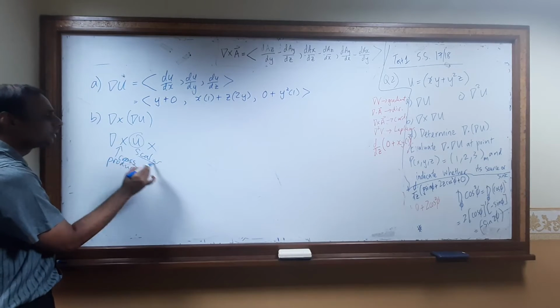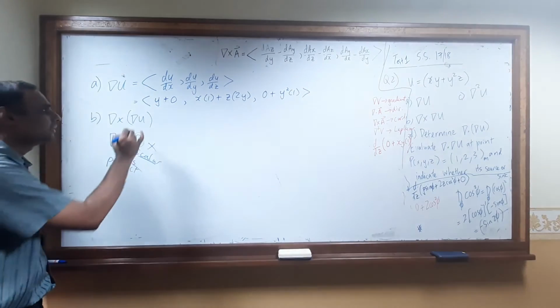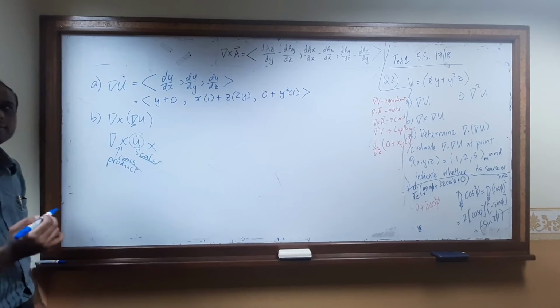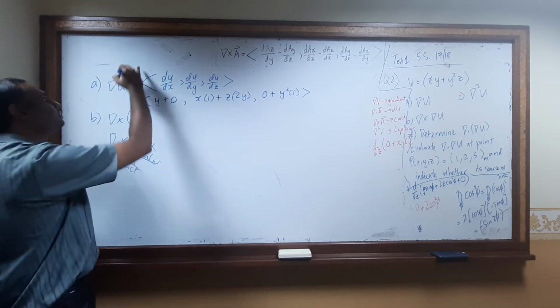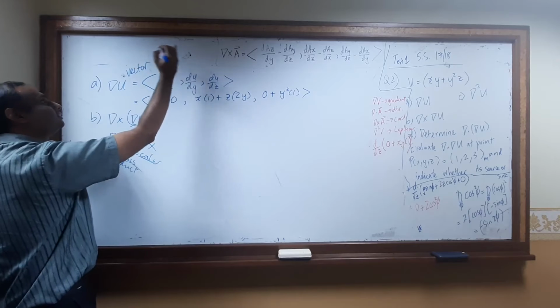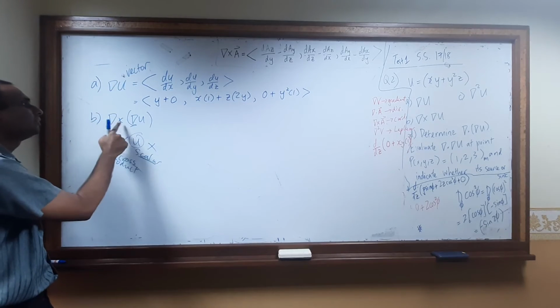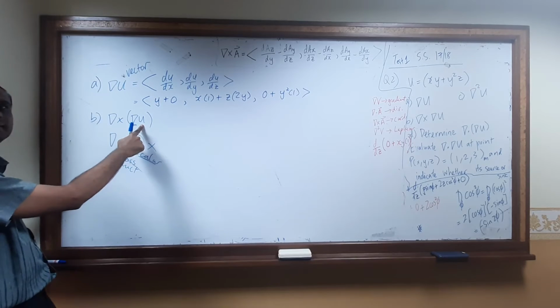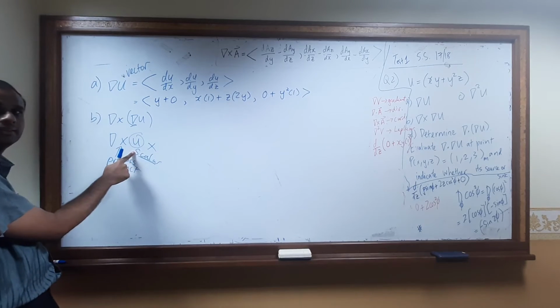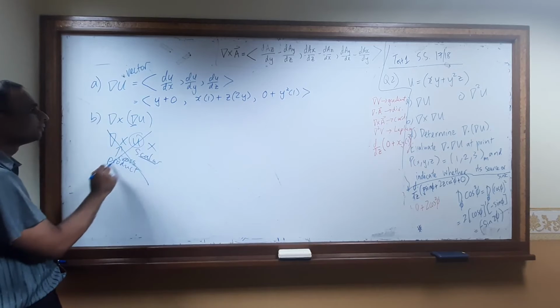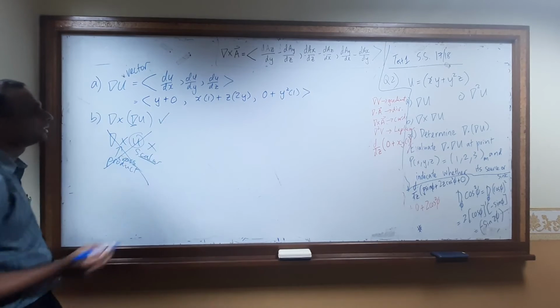Cross product you must do with a vector. So hence you can see we have del u. Del u is a vector. Gradient is a vector. U is a scalar. Del u is a vector. So del cross del u, we can do this. But we cannot do this, right? So mathematically this is wrong. But we can do this because it's a vector.